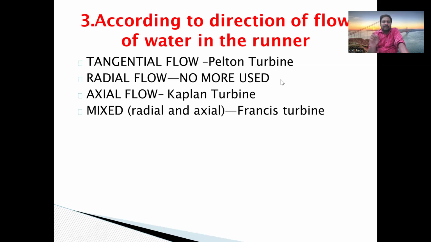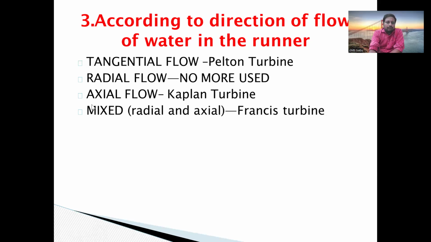So spiraling action will take place radially. The flow goes to the runner radially. That is about the radial flow, that is about the Francis turbine. Then axial flow: we have flow along the axis. The direction of flow through the runner is along the axis. The best example of the axial flow is the Kaplan turbine.